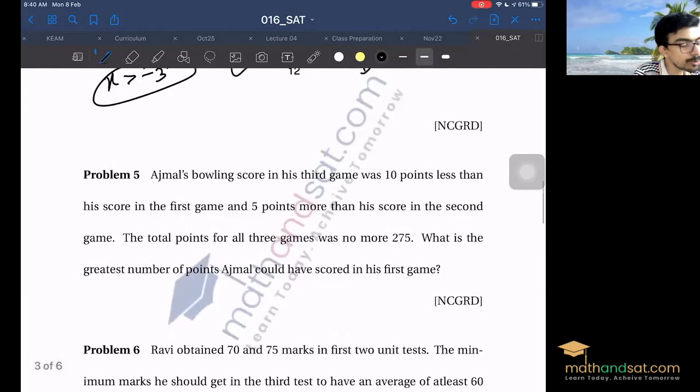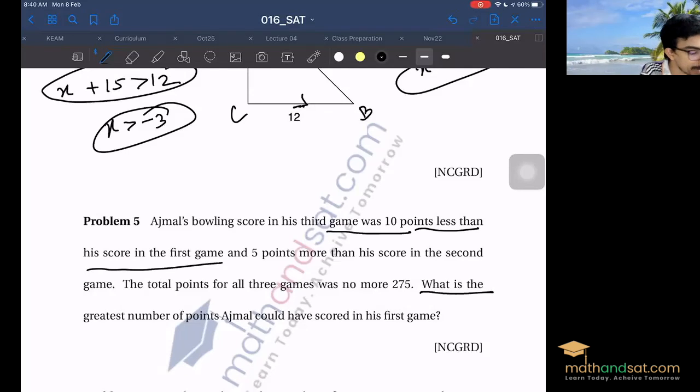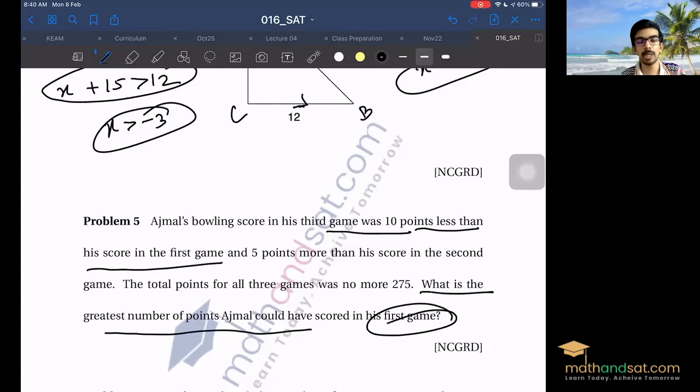So there is a person who is playing three games. The third game was 10 points less than his first game. Now look at the question. In the end, they have asked for the greatest number of points he could have scored in the first game. So we know what the unknown quantities are. The unknown quantity needs to be chosen as the score in the first game. So let us choose this as x.